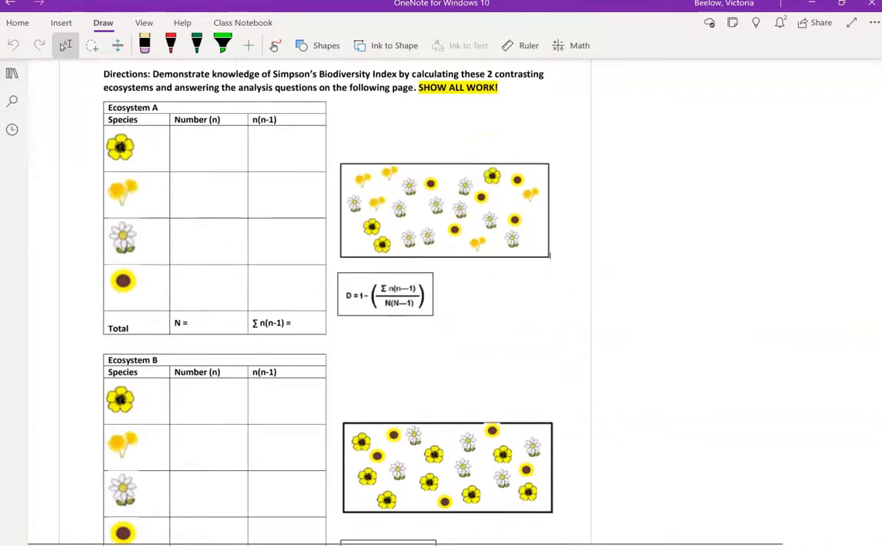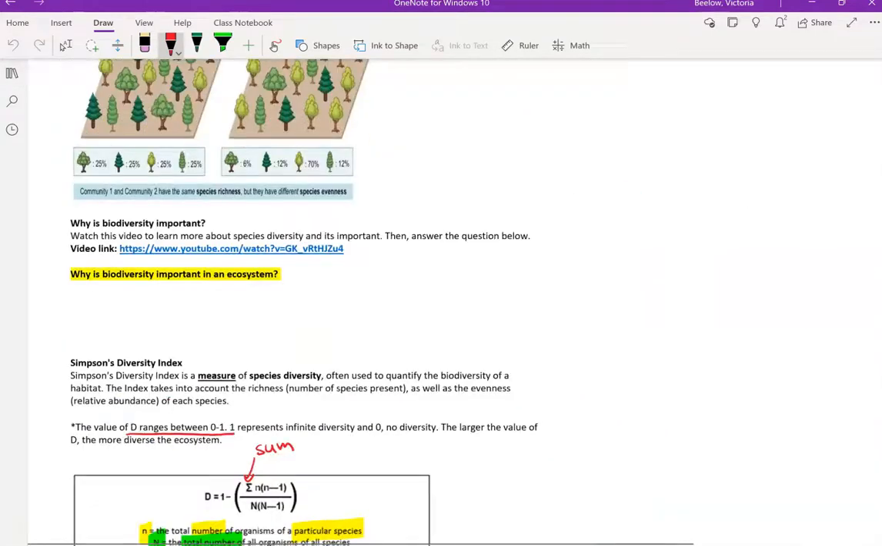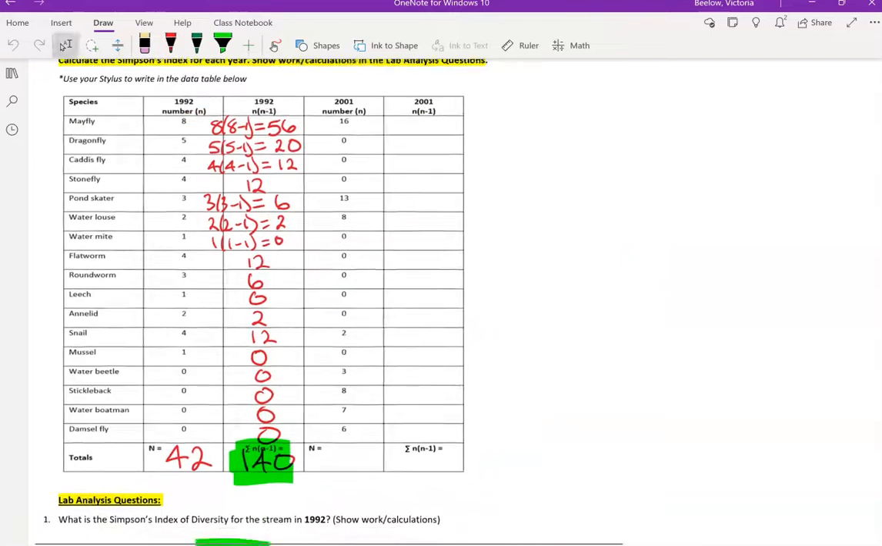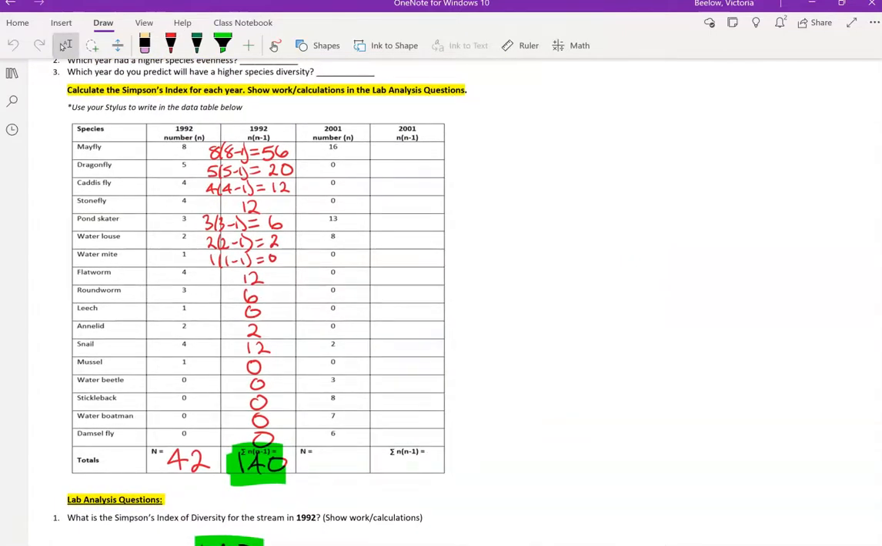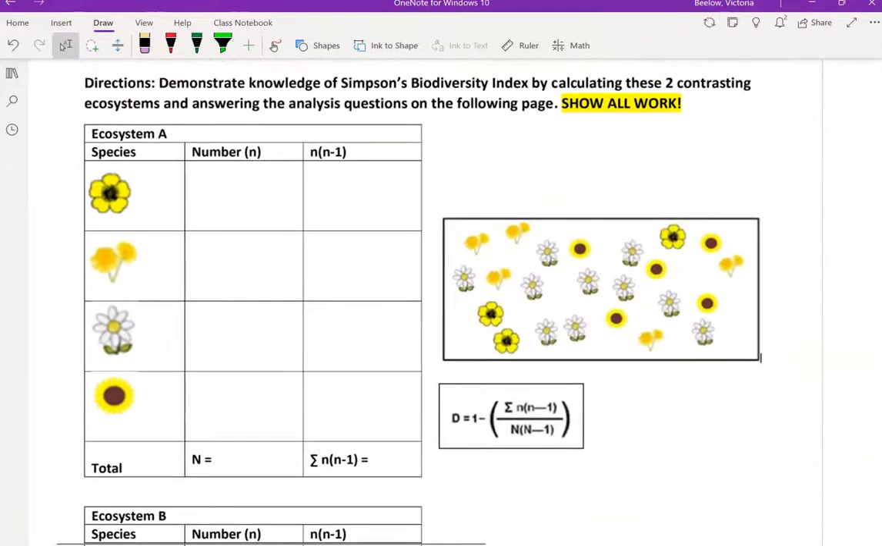So for this lab, you have two different ecosystems, and we're looking at the flowers, which are plants in each of those ecosystems, and comparing them in terms of their diversity. For both of these ecosystems, ecosystem A and ecosystem B, the charts are set up very similar to what we did here. And you're going to be calculating the Simpson's diversity index for both of those.